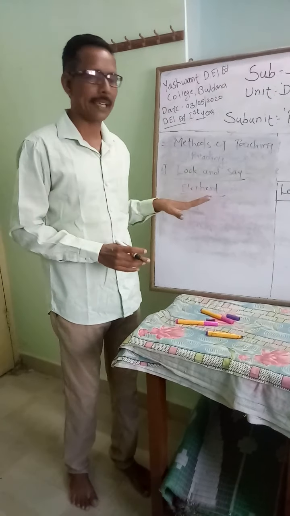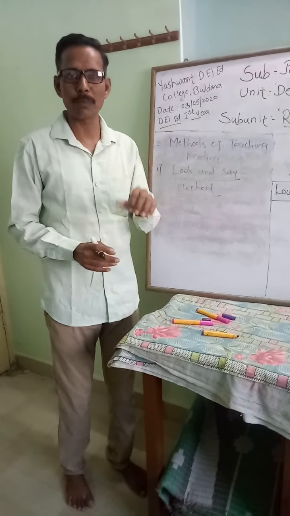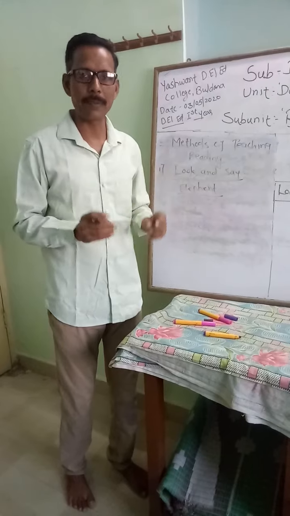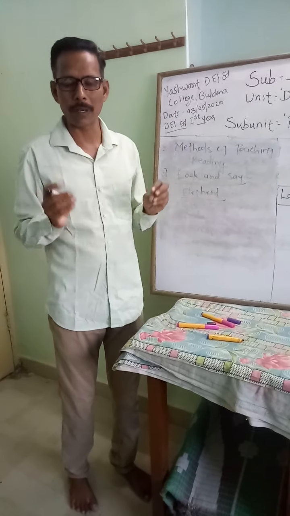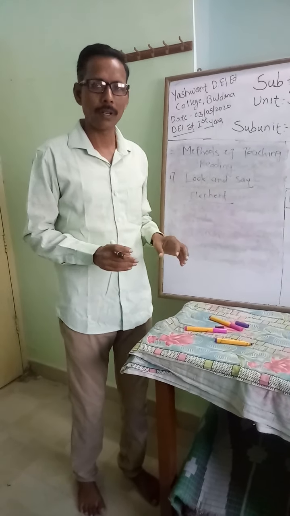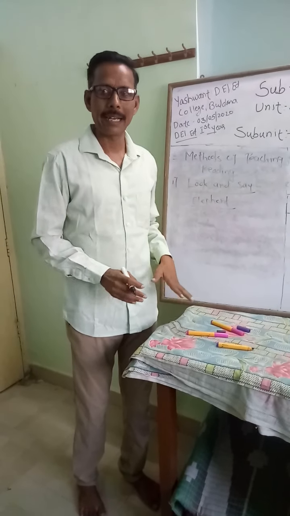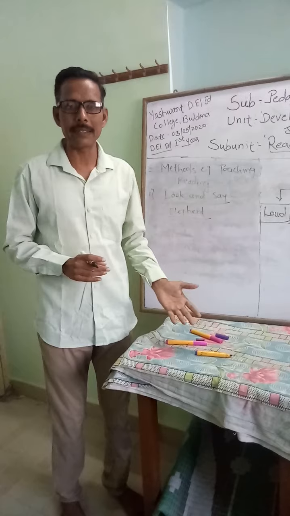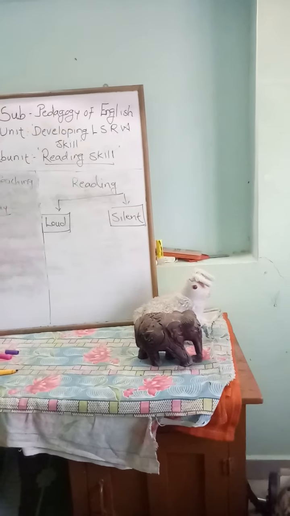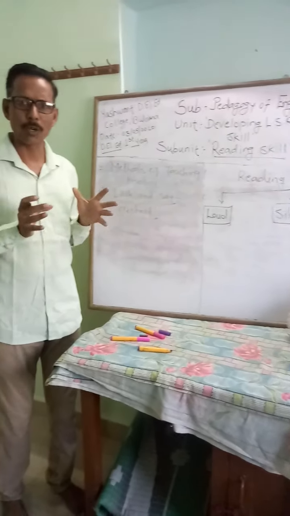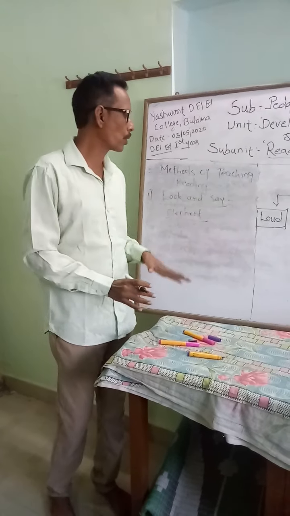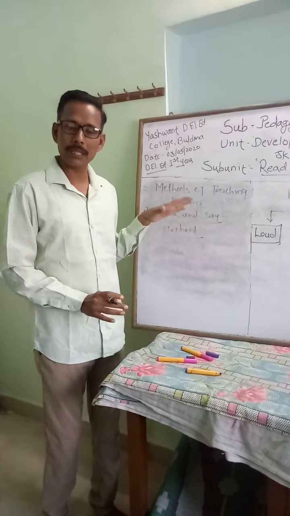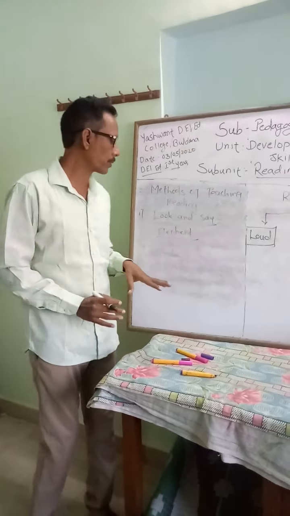So look and say. In this method, you have to show the picture or model of a specific animal, or a place, or a thing, or a person, and ask the students to read it. So elephant is there, rabbit is there. These are the different models and pictures you may use for teaching reading to your students.